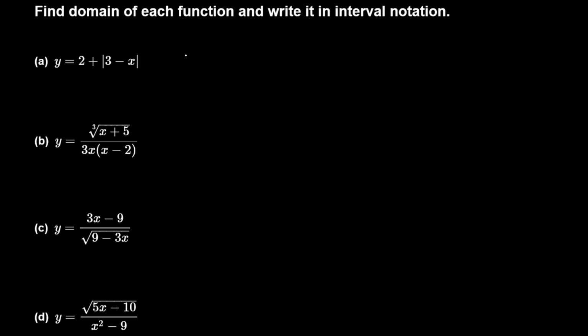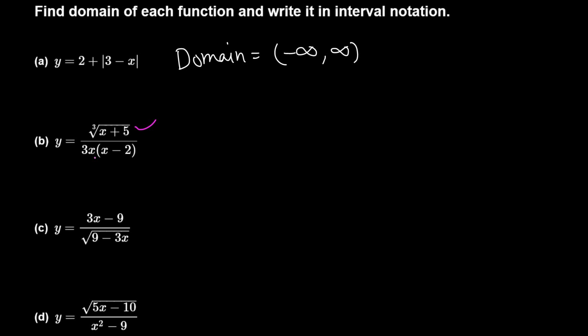Okay, so the domain is all real numbers, which we write in interval notation as negative infinity through positive infinity. Part B. So we have y equals the cube root of x plus 5. The cube root is defined for positives as well as negatives, so no problem on the top. On the bottom, since this is a fraction, we cannot have 0 on the bottom, because something divided by 0 is undefined.